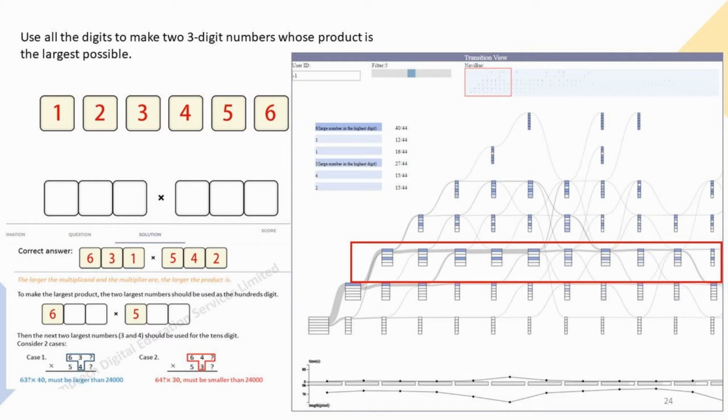From the glyphs on stage 2, we find that the first and third rectangles are all dark, while others are almost white. This indicates that students know where to put 6 and 5, but cannot fulfill more conditions to put 4 into the correct position, as expected by the question designer. This example shows that the design intention matches with students' problem-solving behaviors.